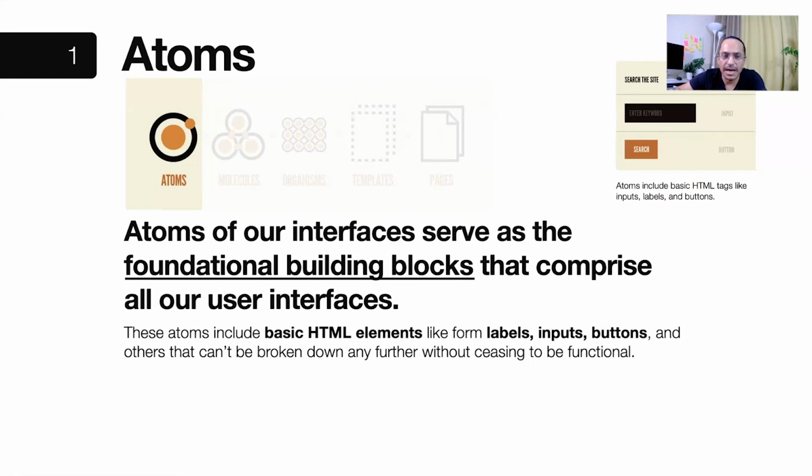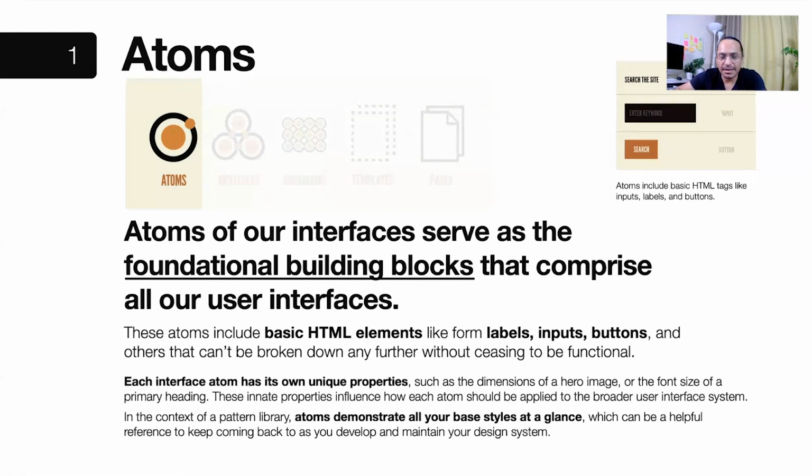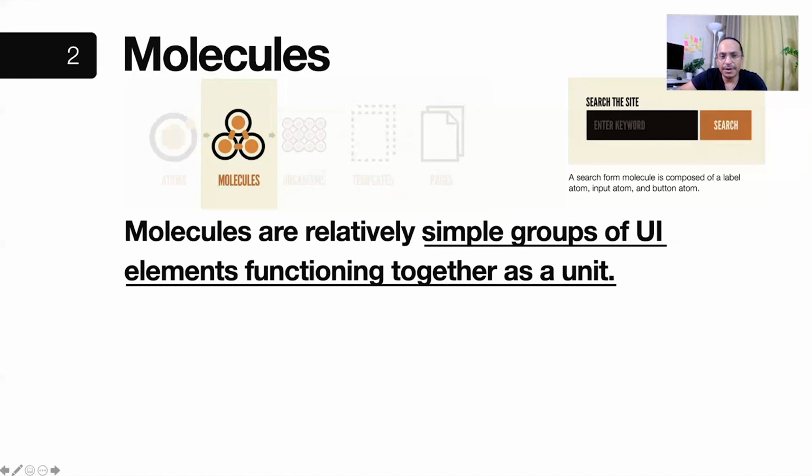So these are atoms. Each interface atom has its own unique properties, such as the dimensions of a hero image or the font size of a primary heading. These innate properties influence how each atom should be applied to the broader user interface system. In the context of a pattern library, atoms demonstrate all your base styles at a glance, which can be a helpful reference to keep coming back to as you develop and maintain your designs. So this is the core, the basic and the smallest component of your design system, or the page and so on.